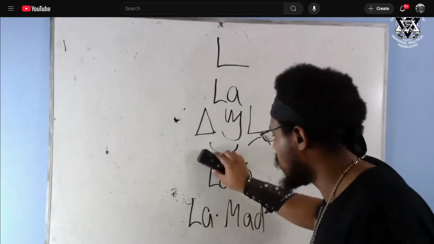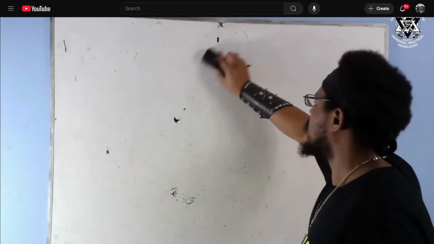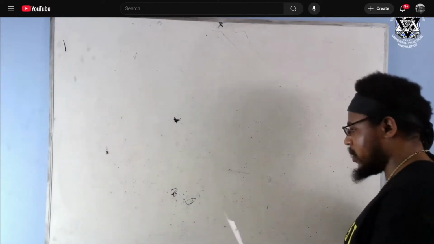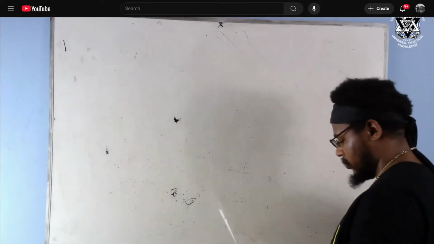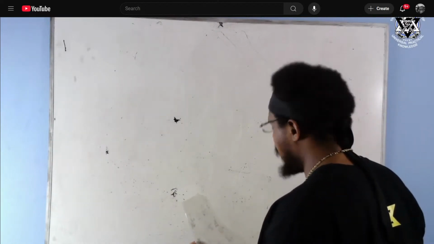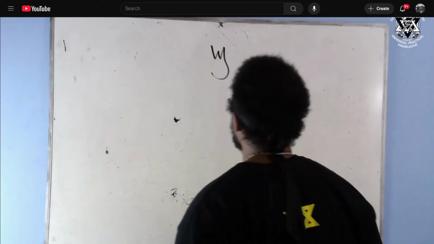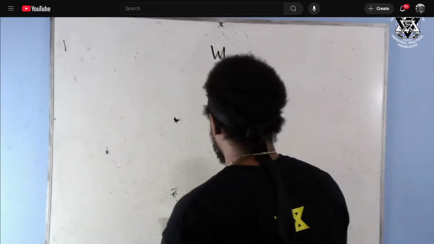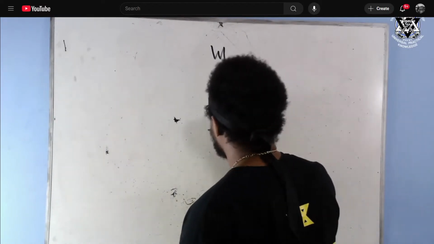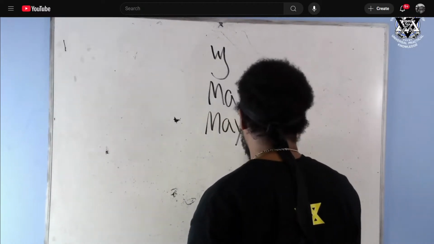Okay, so that's the single and plural connector, that's what those characters mean. So the next character we got is Ma. This character comes from the word Mayam.